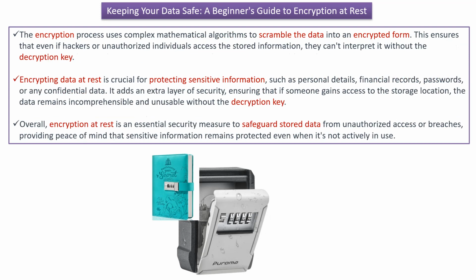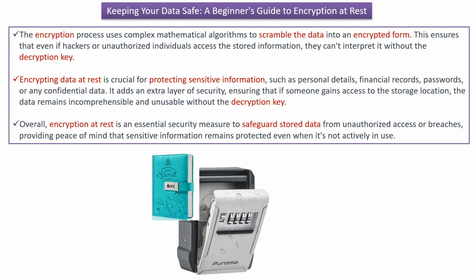The encryption process uses complex mathematical algorithms to scramble the data into an encrypted form. This ensures that even if hackers or unauthorized individuals access the stored information, they cannot interpret the data without the decryption key. Encrypting data at rest is crucial for protecting sensitive information like personal details, financial records, passwords, or any confidential data. It adds an extra layer of security, ensuring that if someone gains access to the storage location, the data remains incomprehensible and unusable without the right decryption key.